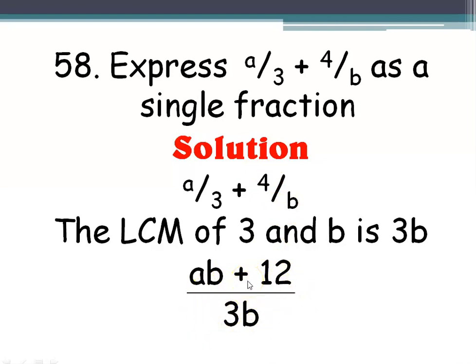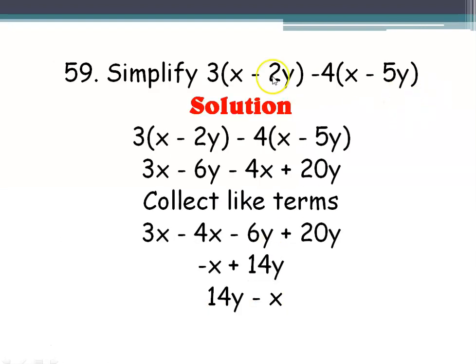Is that taken? Correct. Okay, question 59 says simplify 3 into bracket x minus 2y minus 4 into bracket x minus 5y. So we're going to open up this bracket. So 3 times x is 3x. Minus 3 times 2y, that's minus 6y. Minus 4 times x is minus 4x. Minus 4 times minus 5y is plus 20y.